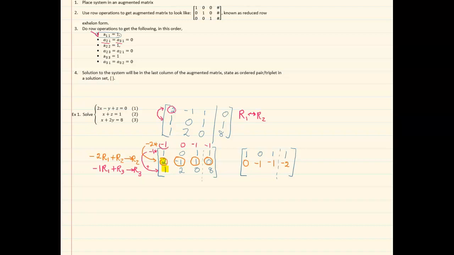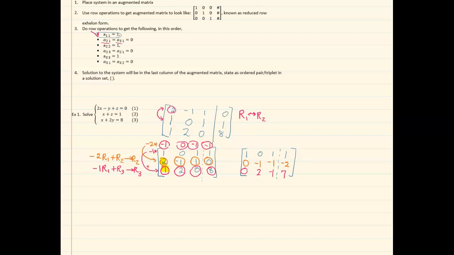And now we're going to add to row 3. So negative 1 plus 1 is 0, which we're not surprised. We designed it that way. 0 plus 2 is going to be 2. Negative 1 plus 0 is going to be negative 1. And negative 1 plus 8 is going to be 7.